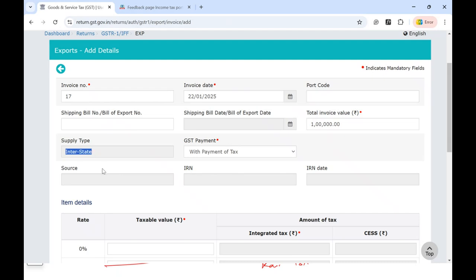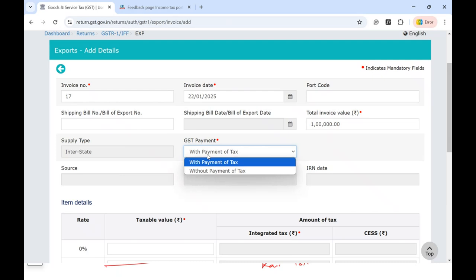Supply type is automatically considered as interstate. We know that as per the IGST Act, export supply is considered as interstate. Export and import supply is considered as an interstate transaction. And there are two options, with payment of tax or without payment of tax. Whether at the time of making this export you paid GST, or you are making this export without payment of GST. These exports are known as zero rated supply.